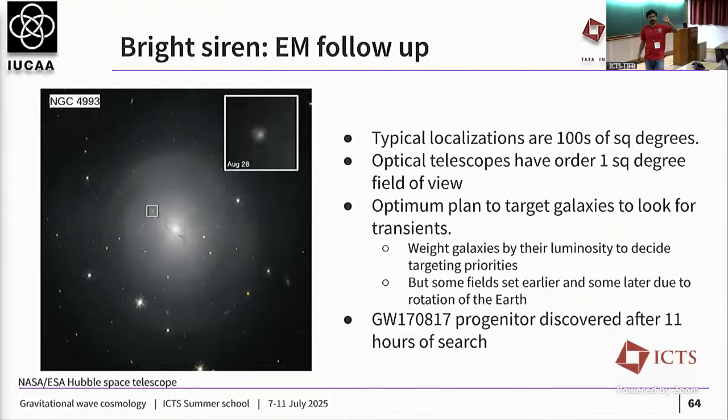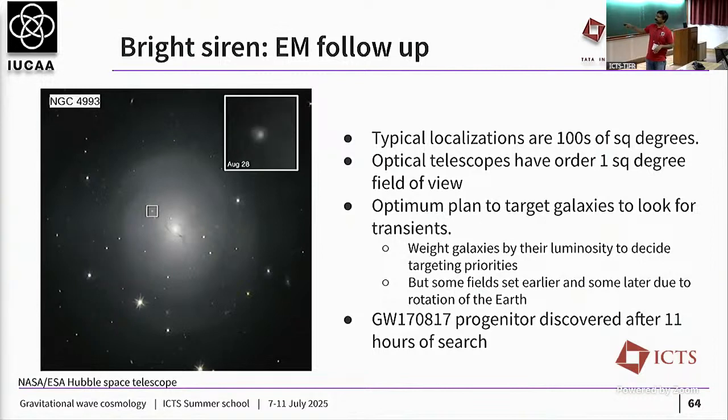Even in the absence of this, when you have a large number of events, people typically weight the galaxies by their luminosity to decide on the targeting. If you believe that the probability that a galaxy will host a gravitational wave event is related to the luminosity or the stellar mass of this galaxy, then you can do this. And then you can rank order and try to get a list of targets to follow up.